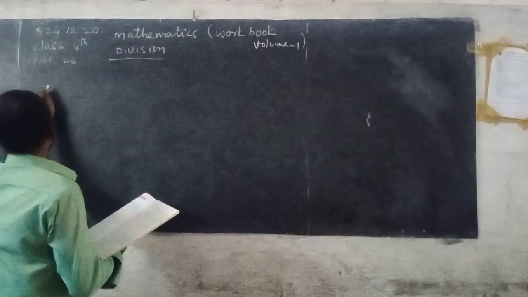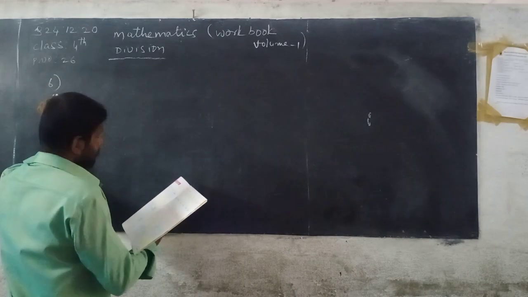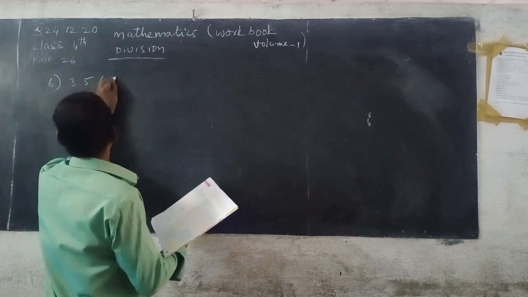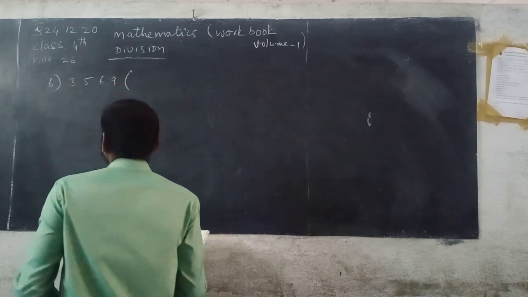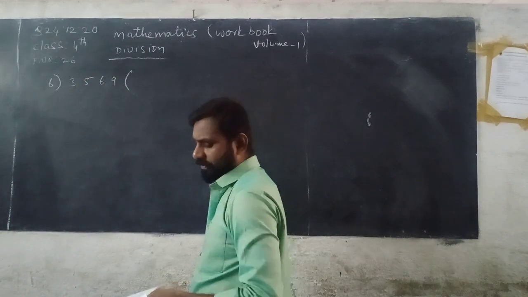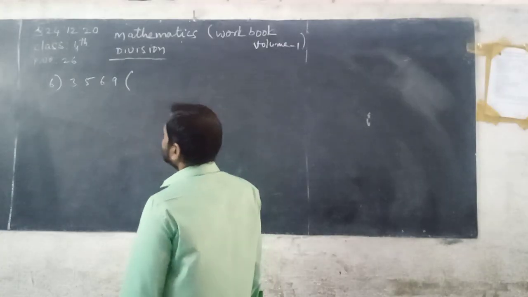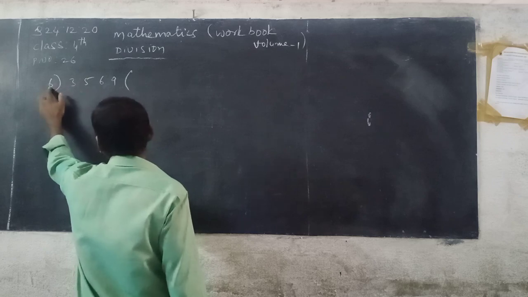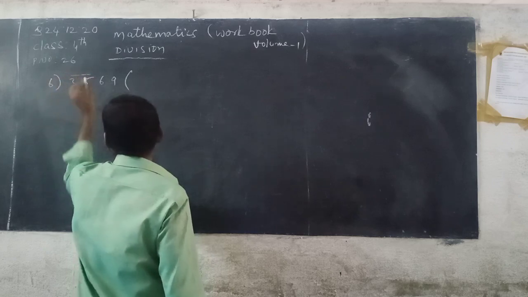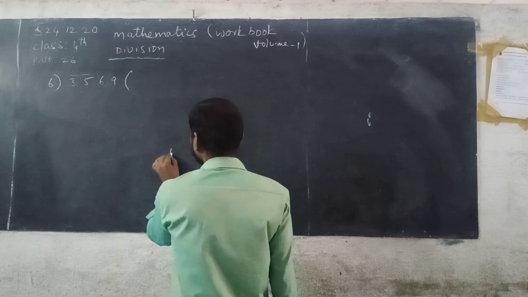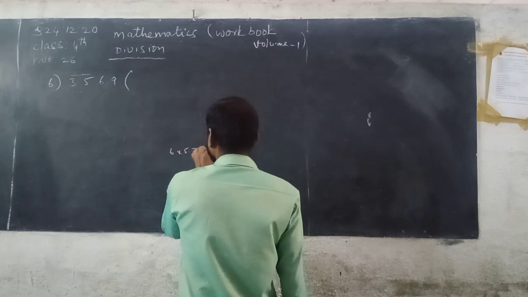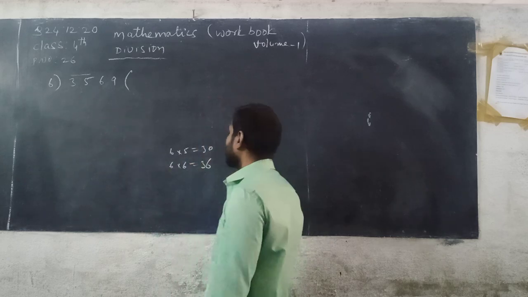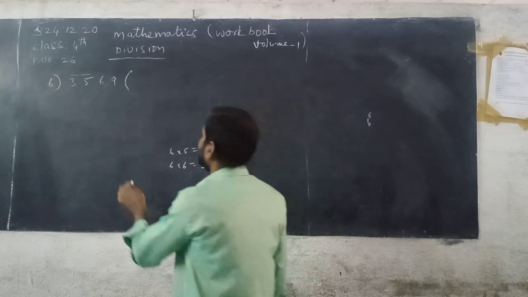See here, 3569 divided by 6. In the dividend, we have to take 2 digits from left to right because the first digit is 3, and 3 is smaller than 6. So 6 fives are 30, 6 sixes are 36. 36 is more than 35, so we have to take 6 fives are 30.